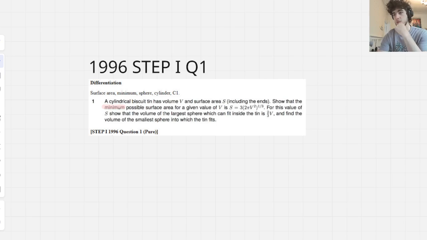This is 1996, step 1, question 1, the theme of differentiation. Okay, let's get straight into this. So a cylindrical biscuit tin has volume V and surface area S. And when we talk about surface area of that biscuit tin, we are including the ends.